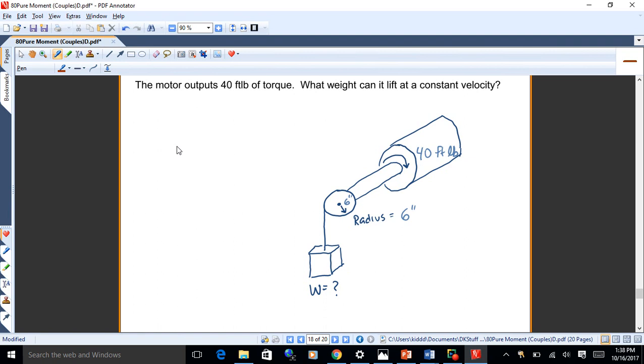What I'm doing here is kind of a transference from a couple to a force times distance moment. So if that thing puts out 40 foot-pounds, and I've got that pulley on there, what weight could I lift at a constant velocity? What I mean by that is no acceleration. You can deal with it by using statics. Watch your units, okay?